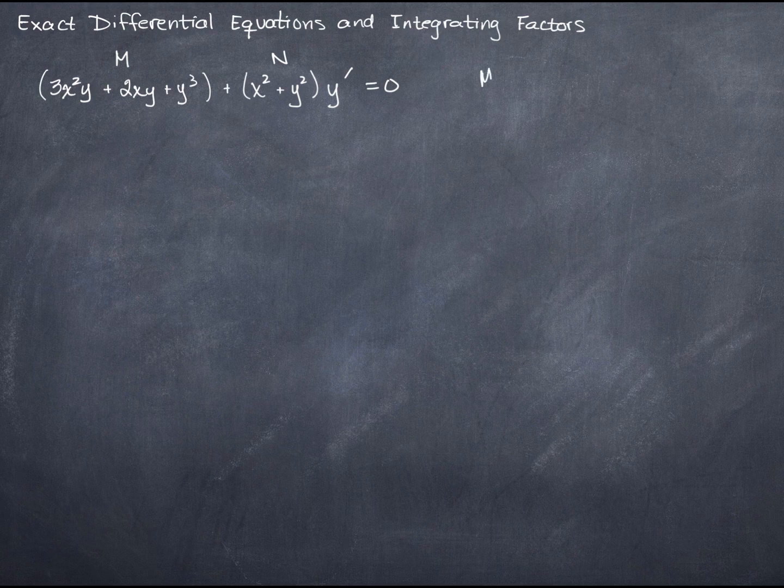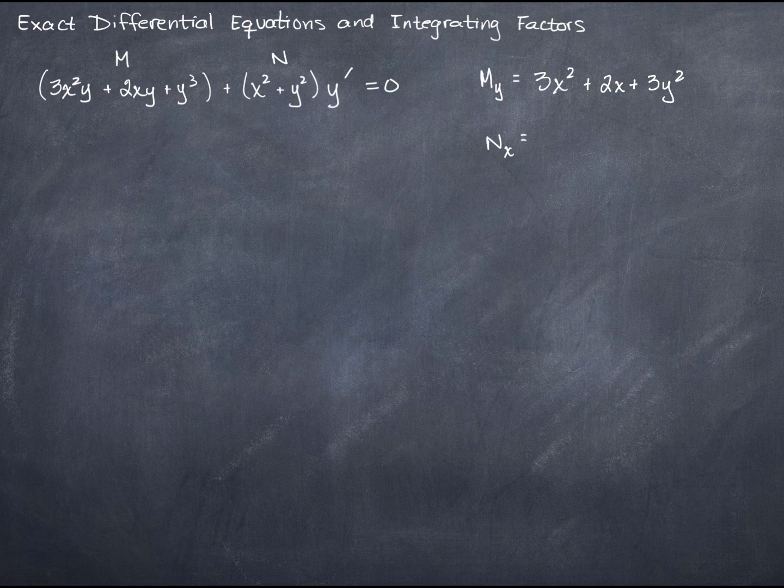We're going to check whether M's partial derivative with respect to y is equal to N's partial derivative with respect to x. M's partial derivative with respect to y assumes that the x's are constants. So the derivative of a constant times a linear factor is just the constant. That's going to give me 3x squared. Plus, same thing here, the derivative of a constant times a linear factor is just the constant. I'm taking this with respect to y, so I have plus 2x. And then the derivative of y cubed with respect to y is 3y squared.